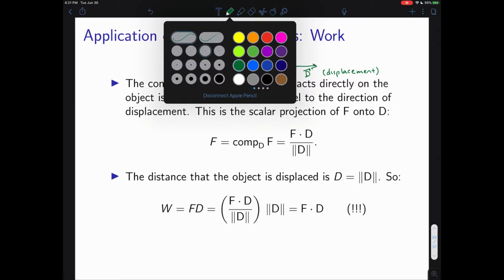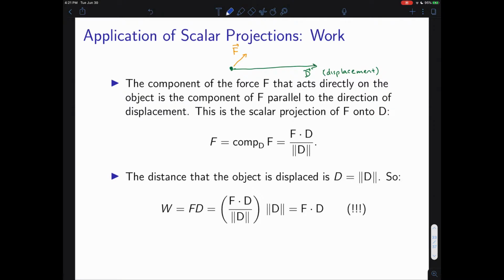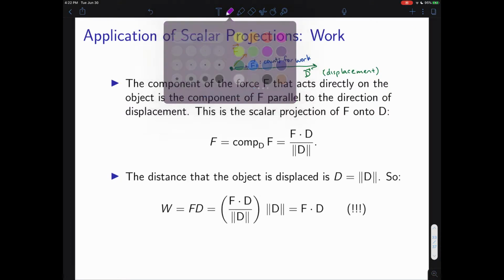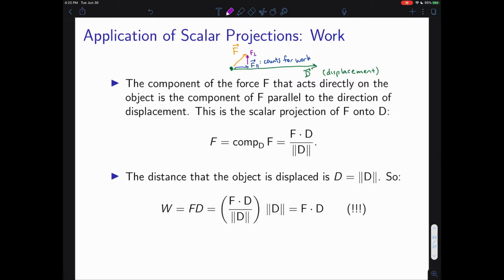Well, in this case, the component that counts is the parallel component. That's the one that counts for work. The other component, the perpendicular component, doesn't count for work. The reason for that is kind of getting into some physics stuff, and it's mostly a story for another day, or a story for a physics class. That just is how it is.